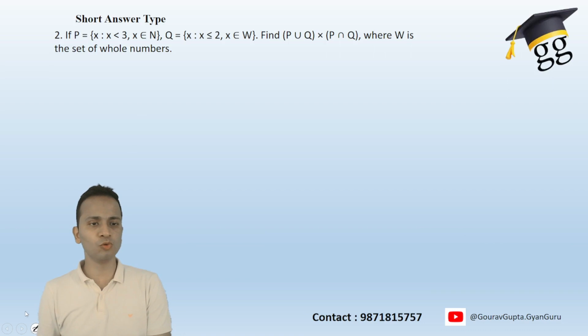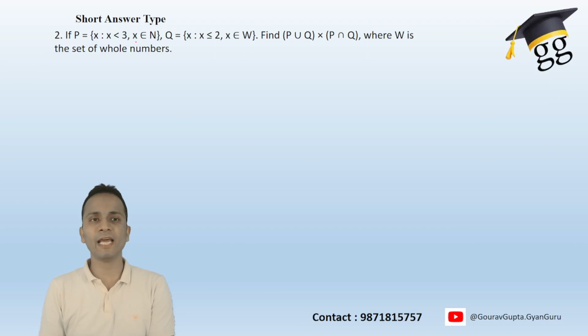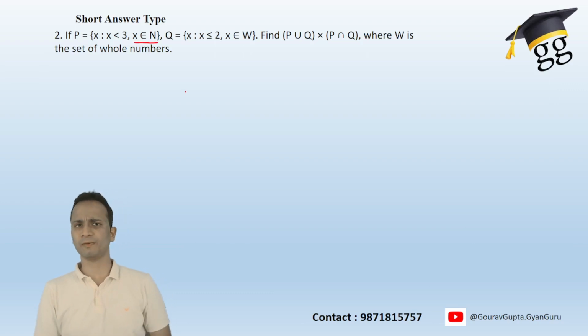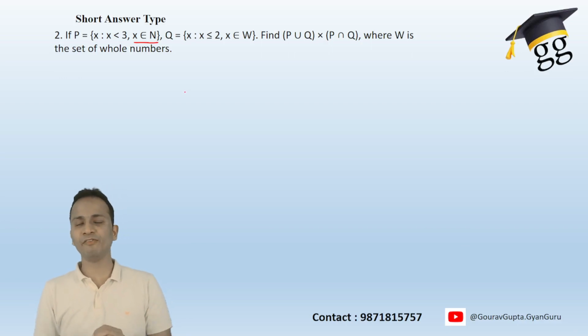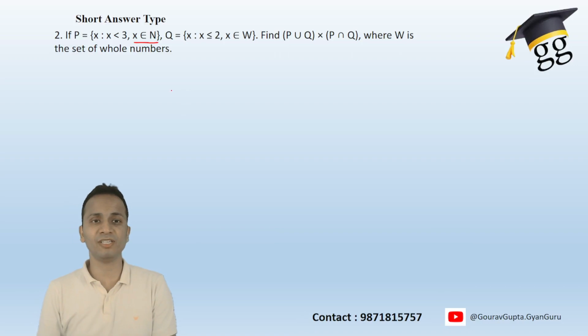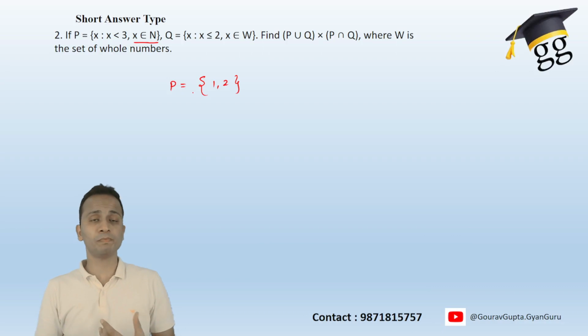In question number 2, you are given that P is equal to {x such that x is less than 3 and x belongs to the natural numbers}. Now x is a natural number less than 3. The smallest natural number is 1, and we have to keep the natural numbers less than 3. So set P will be {1, 2}. These will be the two elements in set P, because P is a set of natural numbers which are less than 3.